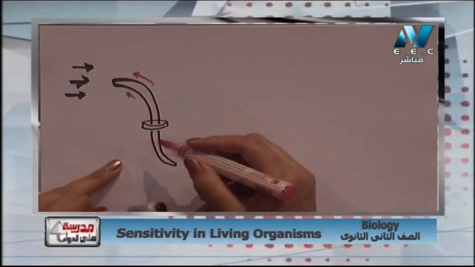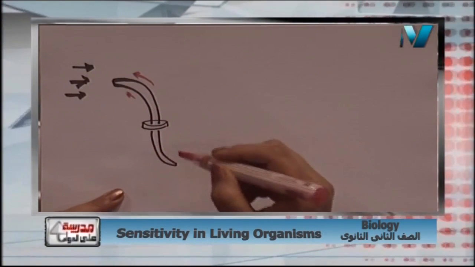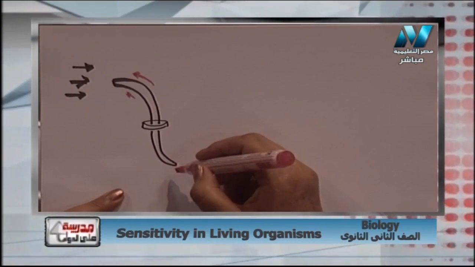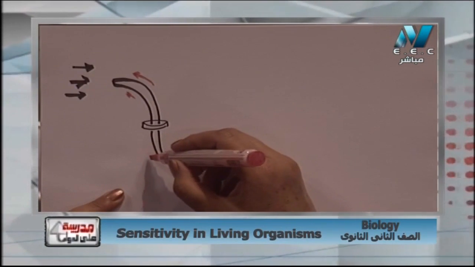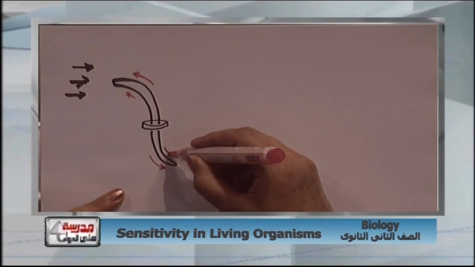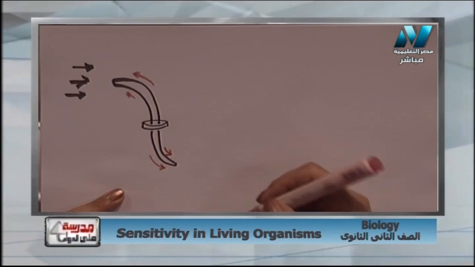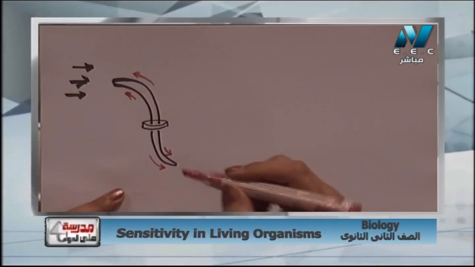Okay, but what happens in the stem is the opposite in the root. The side which is facing light grows more than the side away from light. Okay, so the curvature occurs.